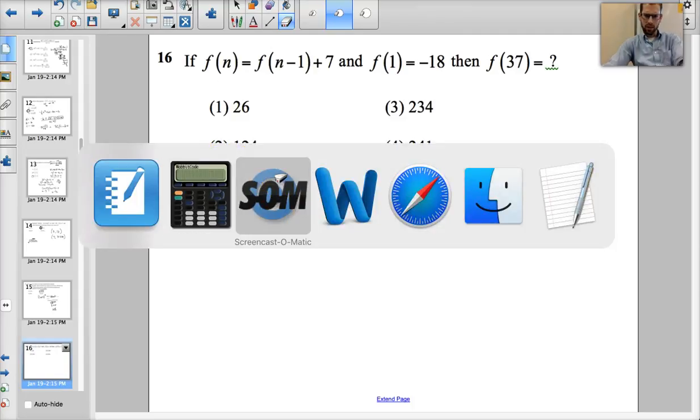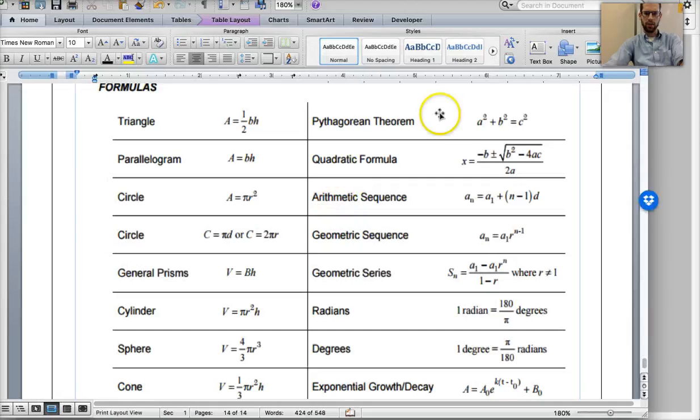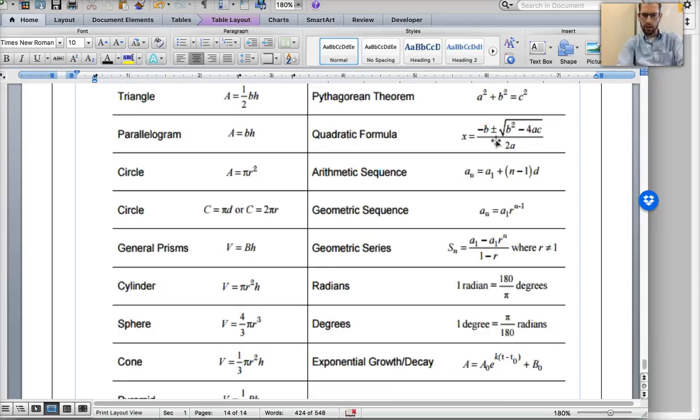So that means I've got to find my reference sheet. I think I have it open still. So I've got it here, and I'm looking for a future term of an arithmetic sequence. So that is right here.